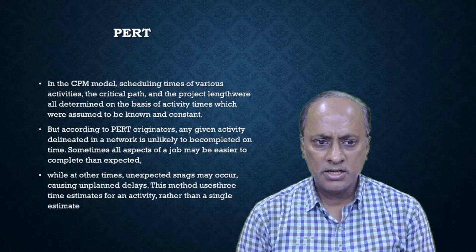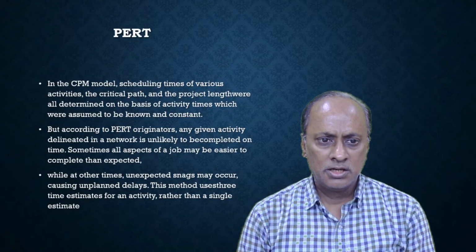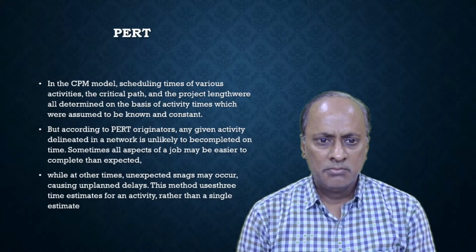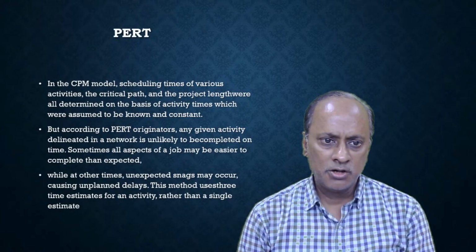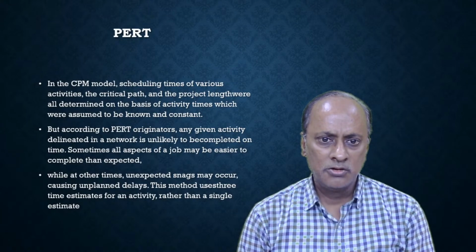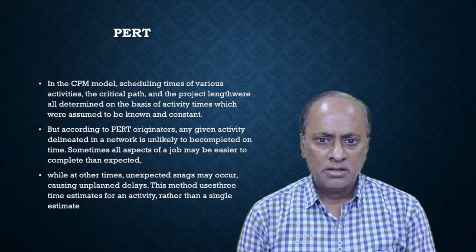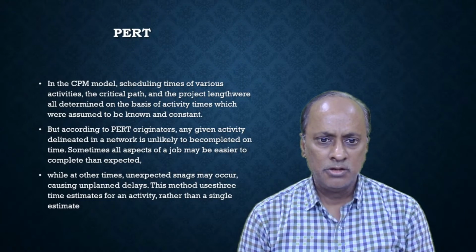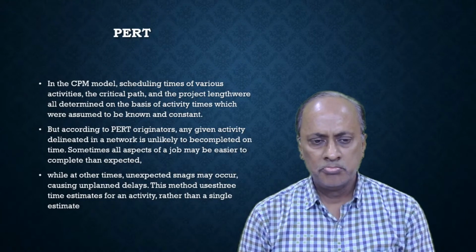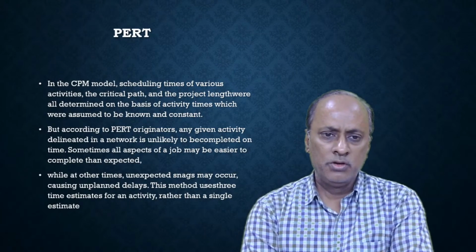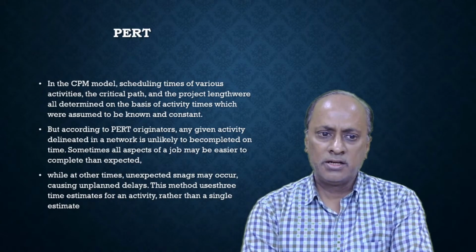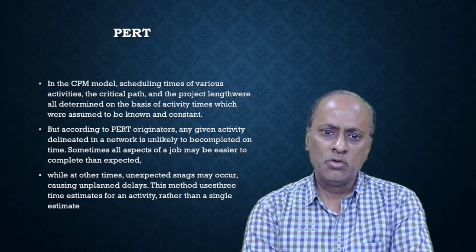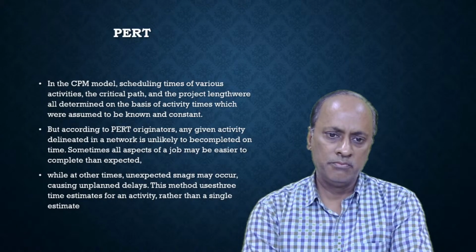Then PERT is another method. As I told you, the PERT model is a probabilistic model. In the CPM model, scheduling times of various activities, the critical path and project length were all determined on the basis of activity times which are assumed to be known and constant. So in the CPM method, the times of different activities are assumed to be known and constant. We know them from the beginning.